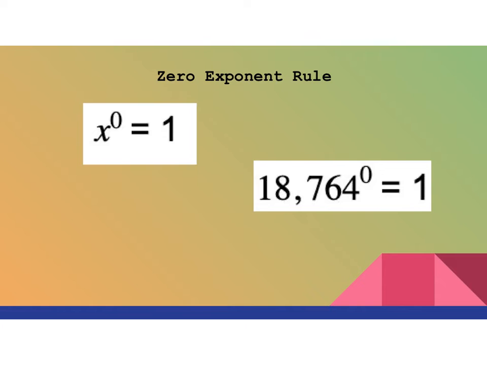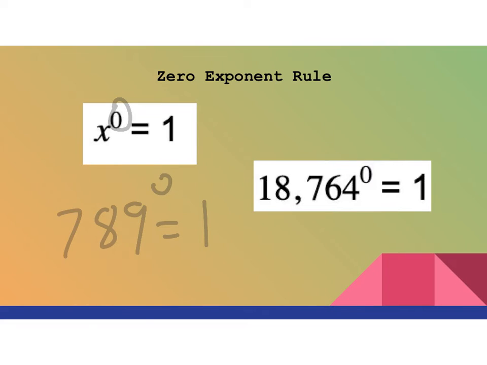Like I said earlier, we're going to do the 0 exponent rule. So we have 0 here as the exponent. Anytime 0 is the exponent, it's just going to be 1. We could have 789 to the 0, bam, 1.